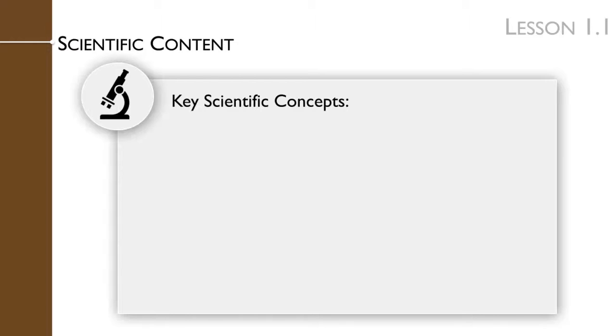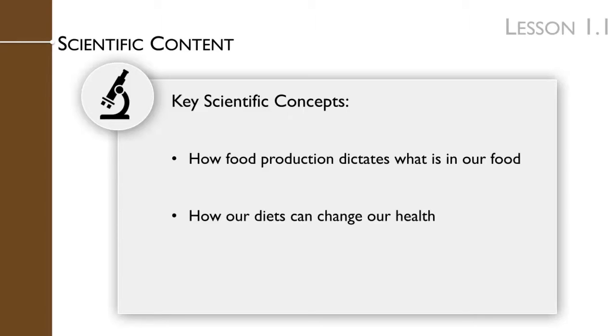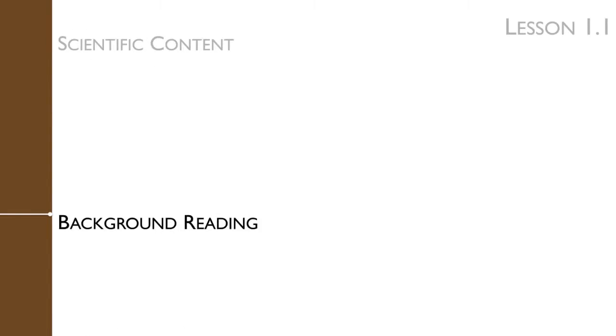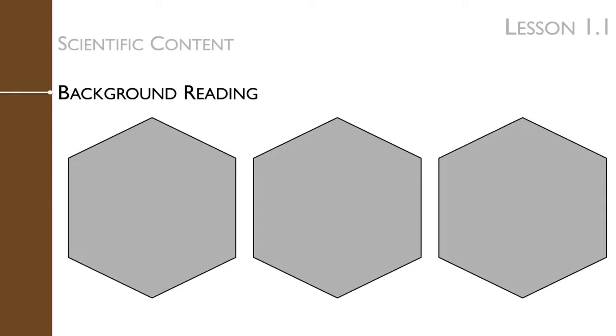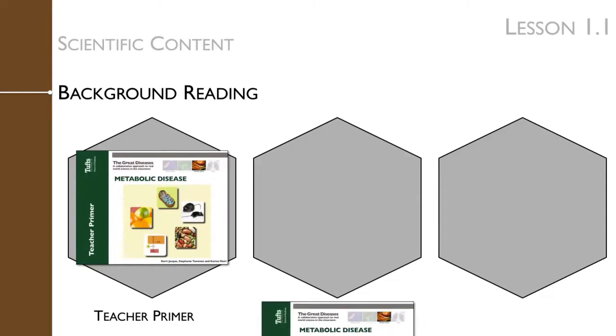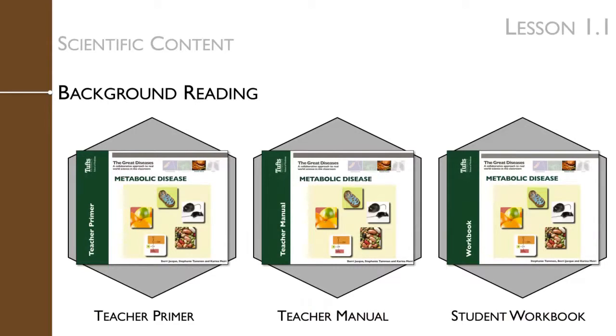To prepare for this lesson, you'll need to review the key scientific concepts that will be presented throughout the lesson. They include how food production dictates what is in our food, and how our diets can change our health for better or worse. You can review the scientific content in the background reading provided for you in the teacher primer, the teacher manual, and the student workbook.